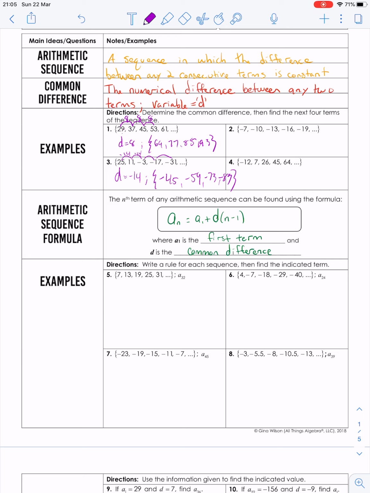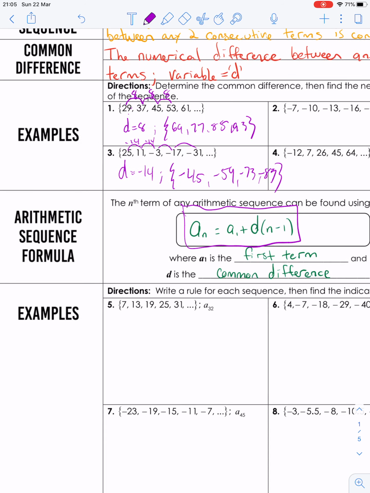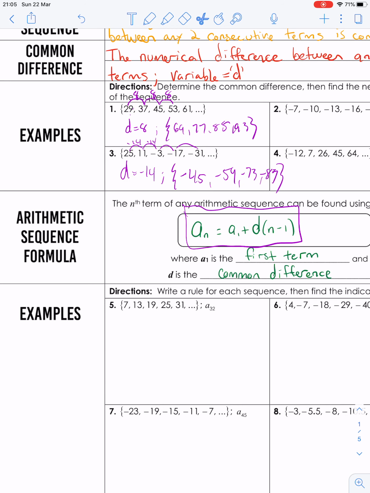Now, we talked about the arithmetic sequence formula in the last section. I'm going to explain it in more detail today, but here it is formalized. A1 is going to be the first term, D is going to be the common difference. So I'm going to explain what this means. Here it is. I'm going to cut it and move it down here.